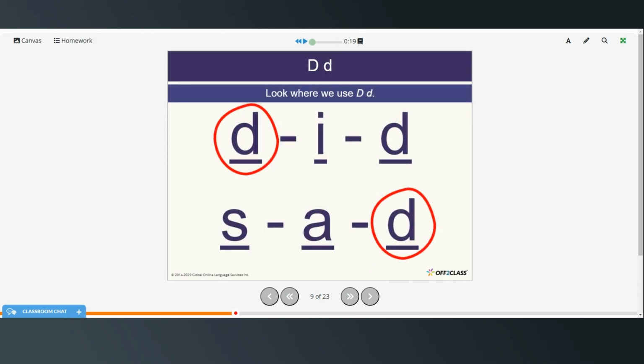All right, and here we see D at the beginning and at the end of the word. So let's listen.